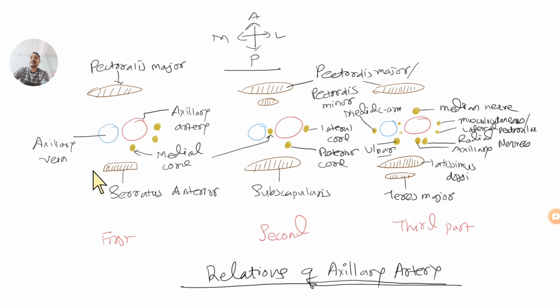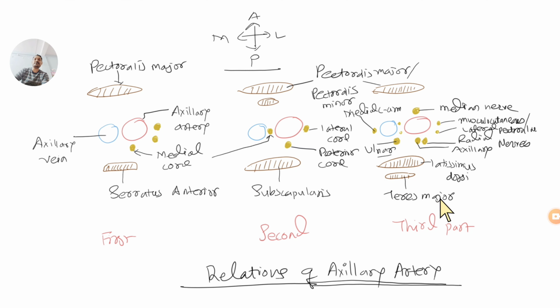Remember this. Posterior relation: serratus anterior in the first part. This is what lies deep to the first part. In the second part, in the upper part of the axilla, you have subscapularis. So this will form the posterior wall in the second part of the axillary artery. So this is the bed forming muscle. In the third part, lower part of the axilla, you will have latissimus dorsi and teres major contributing the posterior wall. Now these are very important relations, because if you understand the axilla posterior wall, this is a cakewalk.